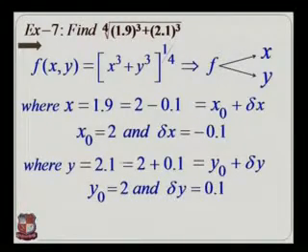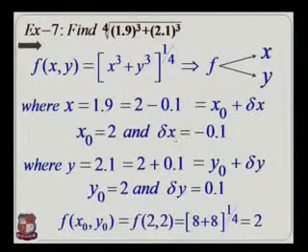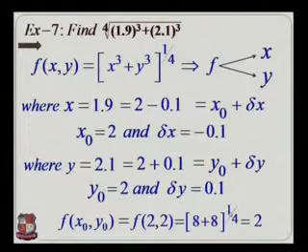In this method we can also choose any other value. Here we could take 2 minus 0.1 or 2 plus 0.1, but we take those values of x0 and y0 for which the function value is directly possible without any calculator. So, if we take x0 is 2 and y0 is also 2, then it will be 8 plus 8 raised to power 1 by 4, 16 raised to 1 by 4, that will be 2.